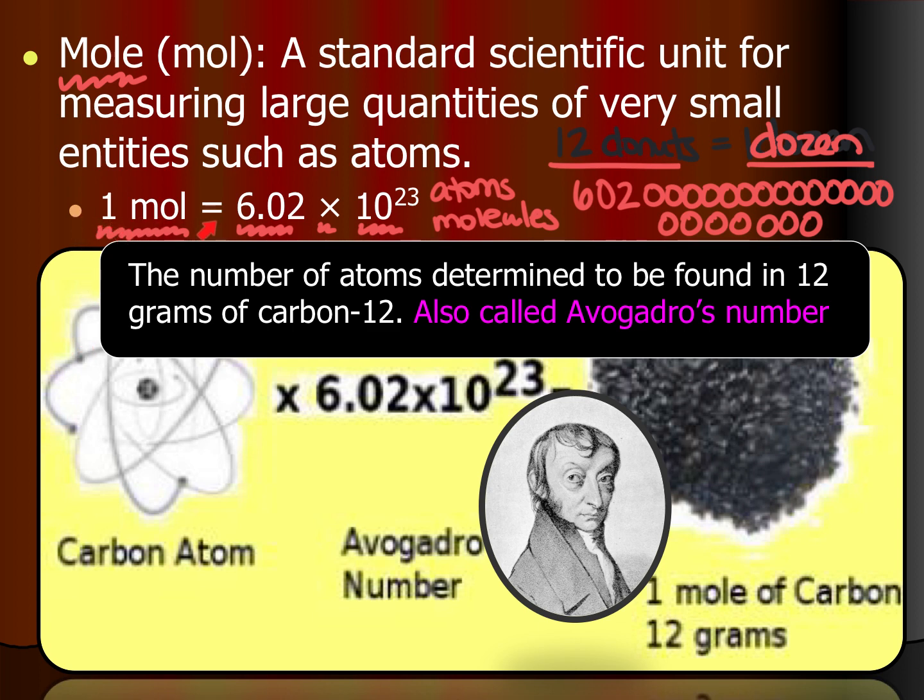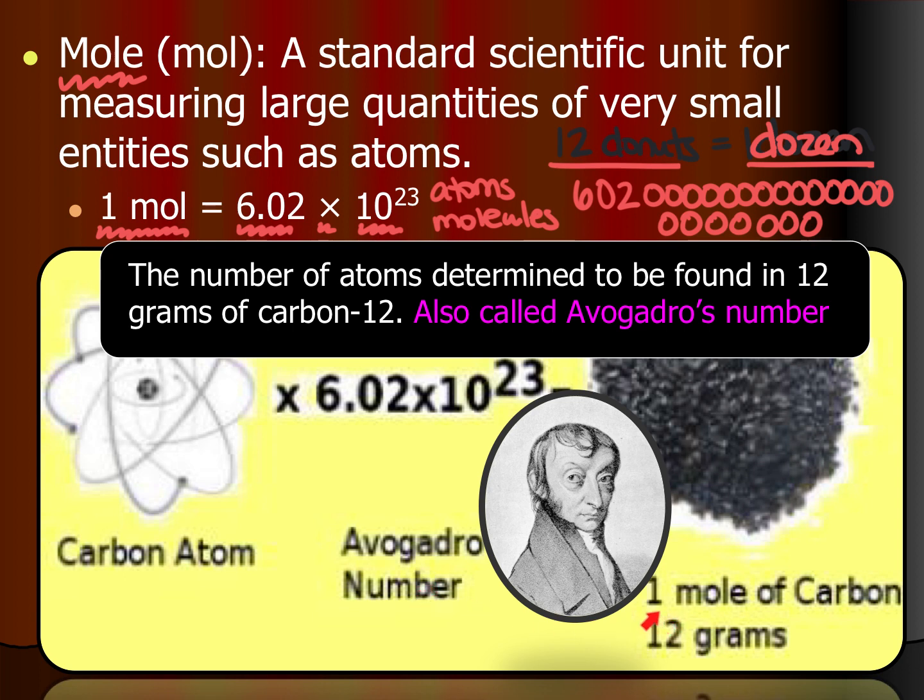1 mole is equal to 6.02 times 10 to the 23rd atoms if it's an element, or molecules if it's a compound. So just like a baker says there are 12 donuts in a dozen, 1 mole is equal to this many atoms. This is often called Avogadro's number because Avogadro is the one who came up with this and discovered it and used all kinds of chemistry to figure it out.